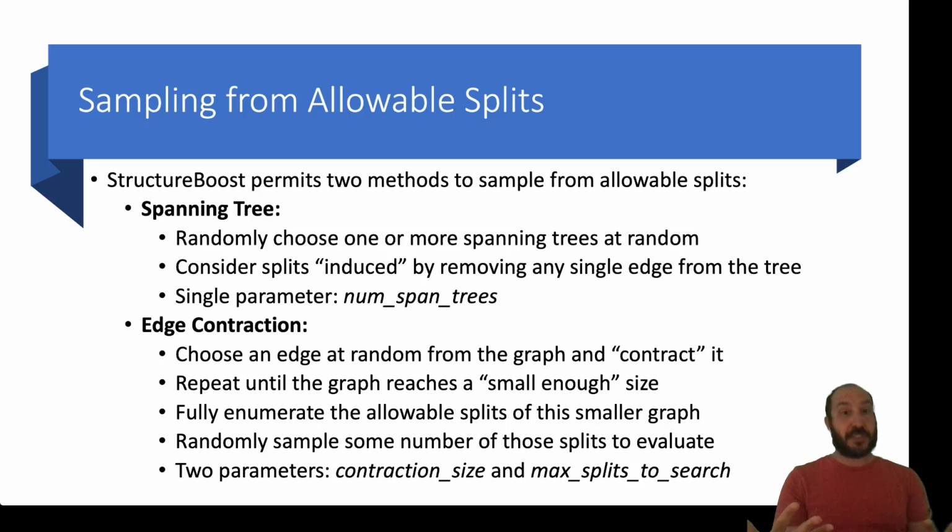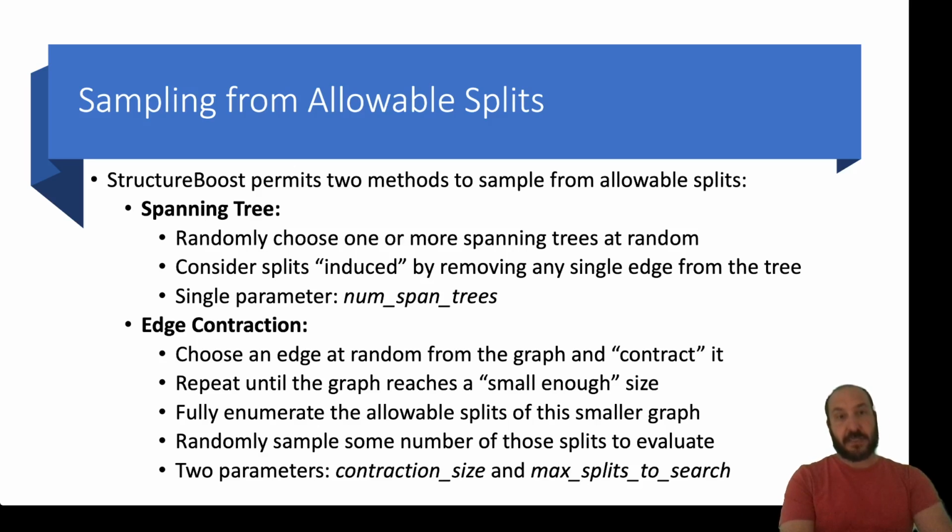After choosing the spanning tree, we can just try every different possible edge from the tree and look at that set of splits. And we can choose multiple spanning trees if we want to get a bigger set of splits to examine. So in the spanning tree method, there's a single parameter, which is the number of spanning trees, and we're going to check every possible split that comes out of each spanning tree.